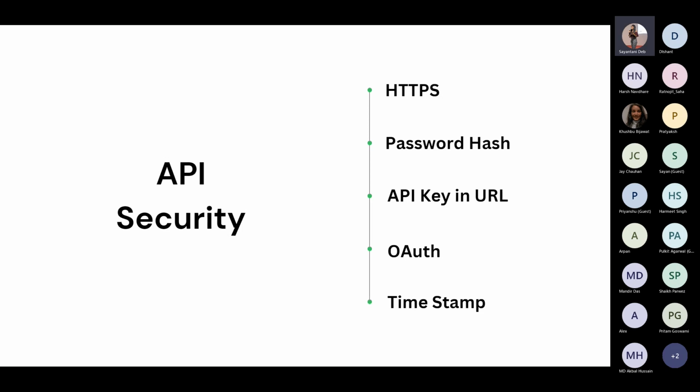Now, going over to API key in URL, it's like a secret password, you can say, that only the authorized users know.